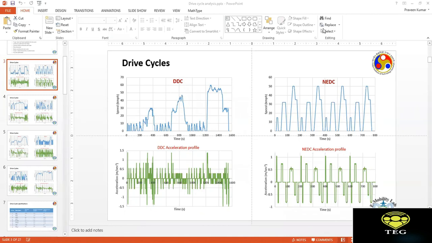Anybody? Sir, in DDC, if we see the curves, sir, here there are more chances of wear and tear. Okay, that's a very good observation. We have a bigger chance of wear and tear here because the wear and tear of what? The prime mover or the braking system? The prime mover part, suppose I'm talking about the motor.